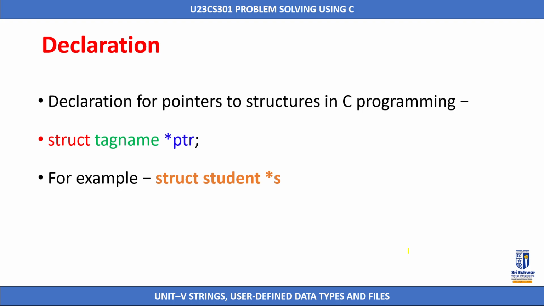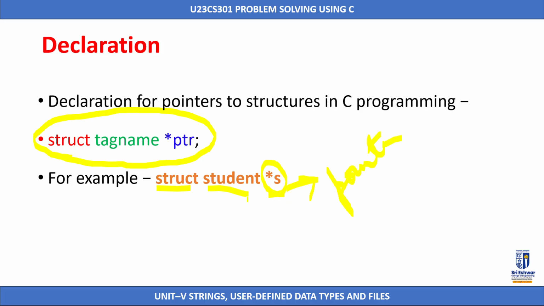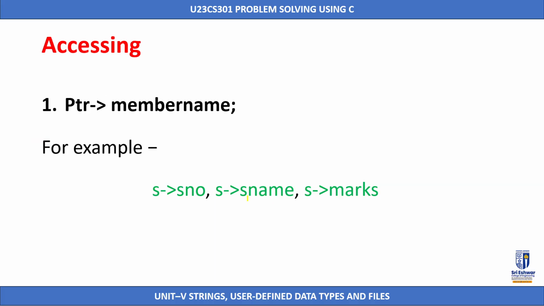Before going to the program, we have to know the declaration. This is the declaration of our pointer to structure concept. When you write the struct keyword, then student, and then the pointer variable. That instance we have already seen, right? So instead of that we are using the pointer variable. This will be written in our program.